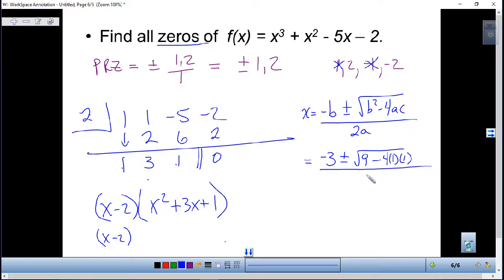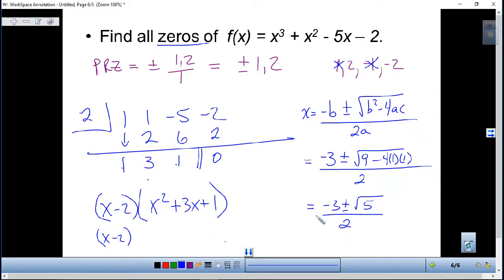And that is all over 2 times my a, which is 1. Now, I've got negative 3 plus or minus. Simplify the square root here. We've got 9 minus 4, which is going to be the square root of 5, over 2. Now, that is an irrational number.